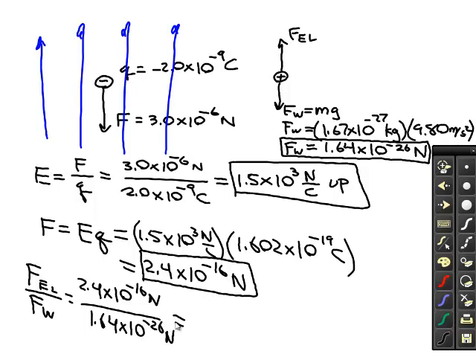So the answer is wowzers. Right? 2.4 times 10 to the minus 16 divided by previous answer. Might be a little bit off due to rounding or whatever, but I'm getting like 1.5 times 10 to the 10. Okay, no units on it because it's a ratio. So that's like 15 billion times stronger.